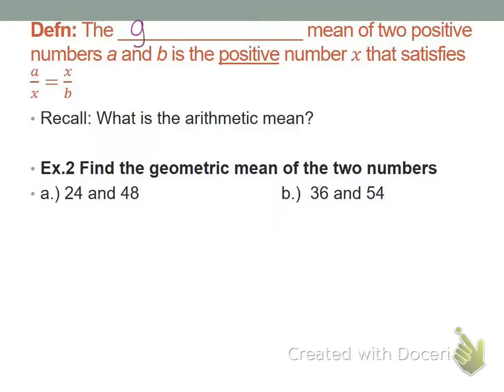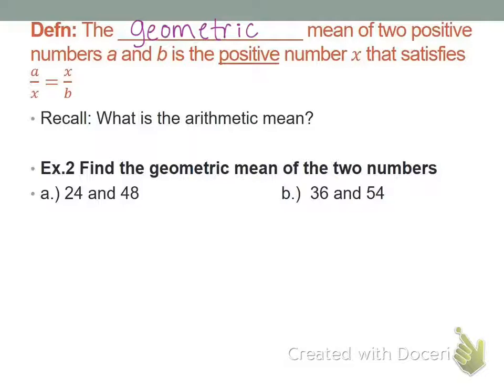The geometric mean of two positive numbers A and B is the positive number X that satisfies A over X equals X over B.